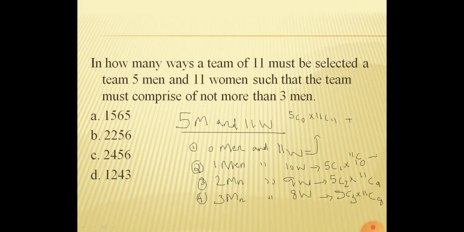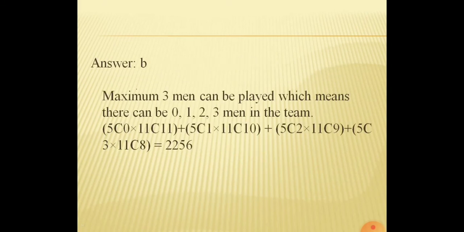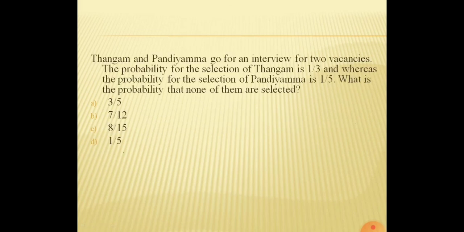Okay, so just add all of this, and we will get the answer. This many ways we can select or form a team of 11 members. So 5C0 into 11C11. Okay, the answer is option B, 2256. Look at the steps once again: 5C0 into 11C11 plus 5C1 into 11C10, 5C2 into 11C9, then 5C3 into 11C8. Add all this to get the value 2256. So the answer is option B.